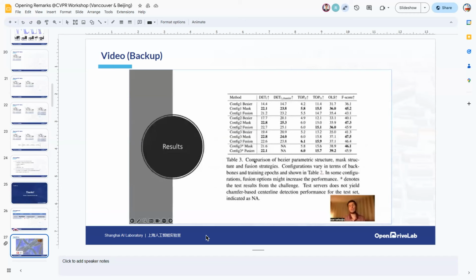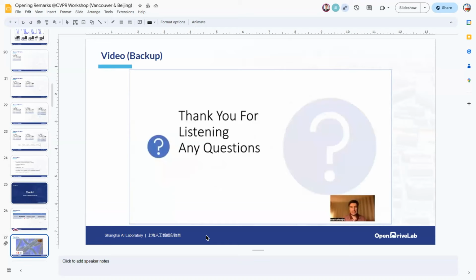So we have also compared with the Bezier representation and our mask formulation. It's superior over the Bezier representation. And we have also developed some fusion strategy between them, and we have found with a rule-based strategy that the OLS score might be better with this fusion compared to the mask. It's somewhat complex, actually. So we have also attempted to challenge with the fusion strategy. So that's it. Thank you for listening. If there are any questions, I will be glad to answer these.